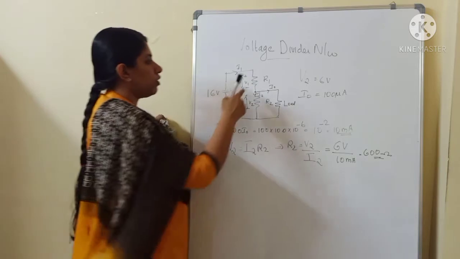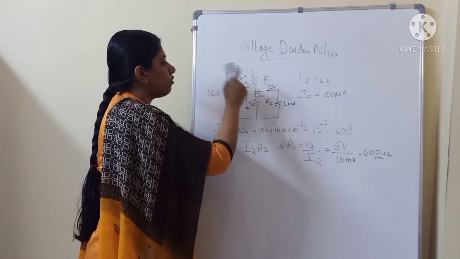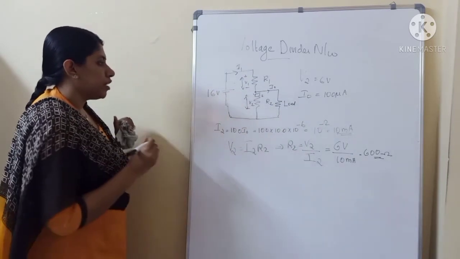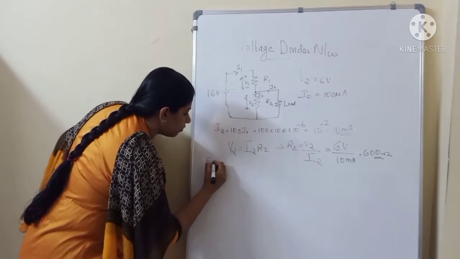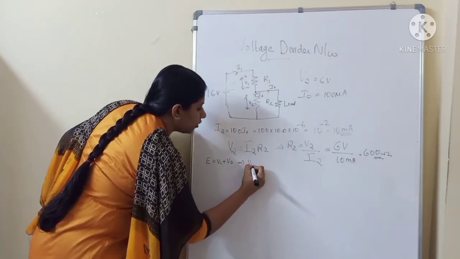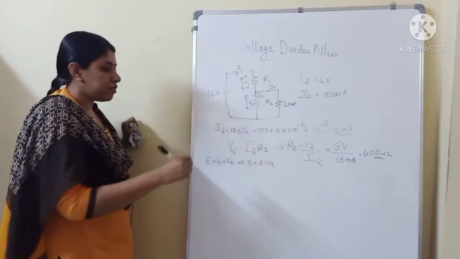Now we want the value of R1, but in order to find R1, we need the value of V1, and we don't have the value of V1. Then how will we find it? We know that E is equal to V1 plus V2. From this we can get the value of V1 as E minus V2. Apply KVL, then you will get it.